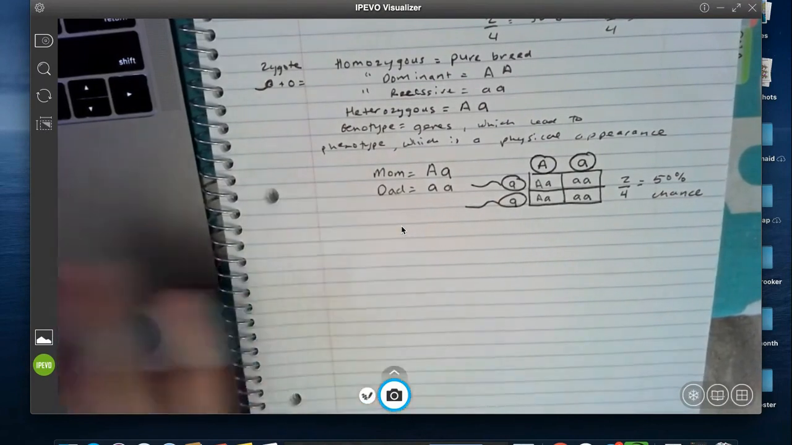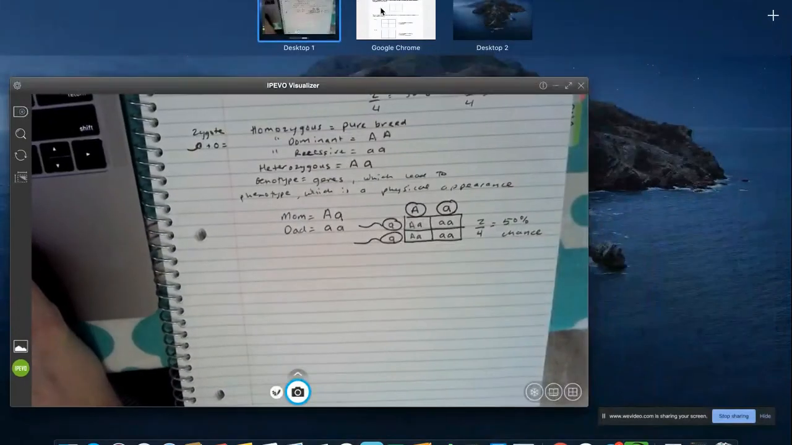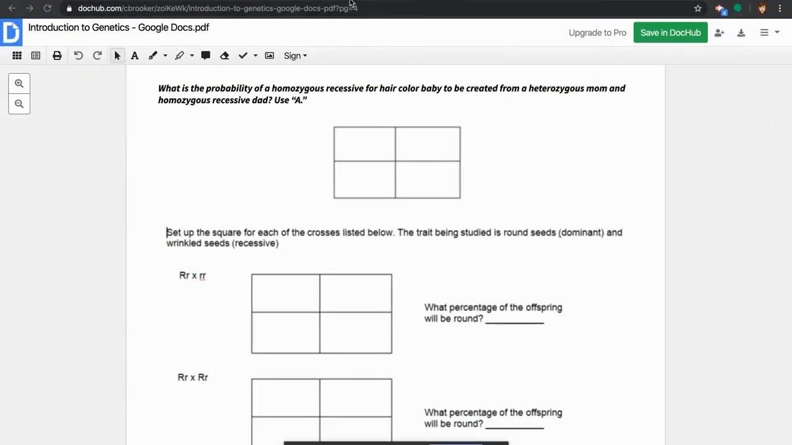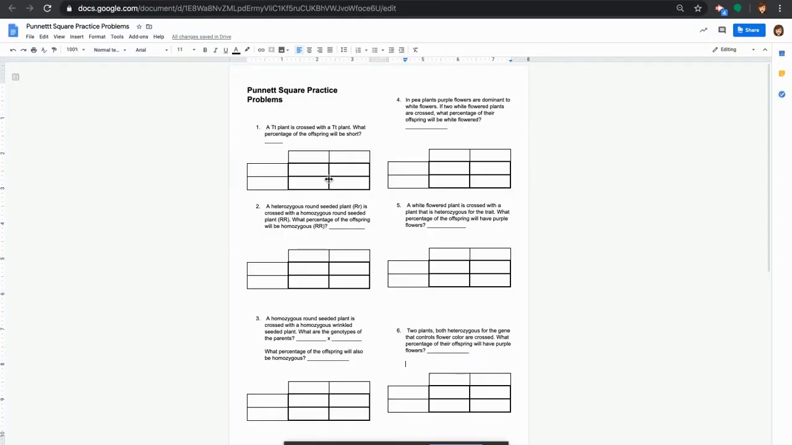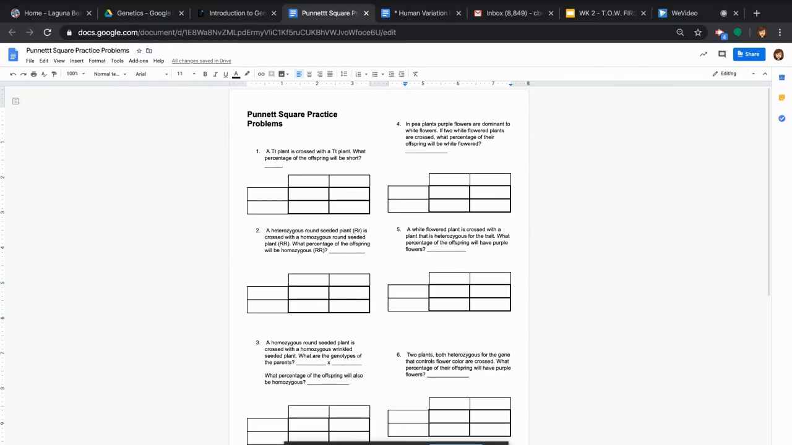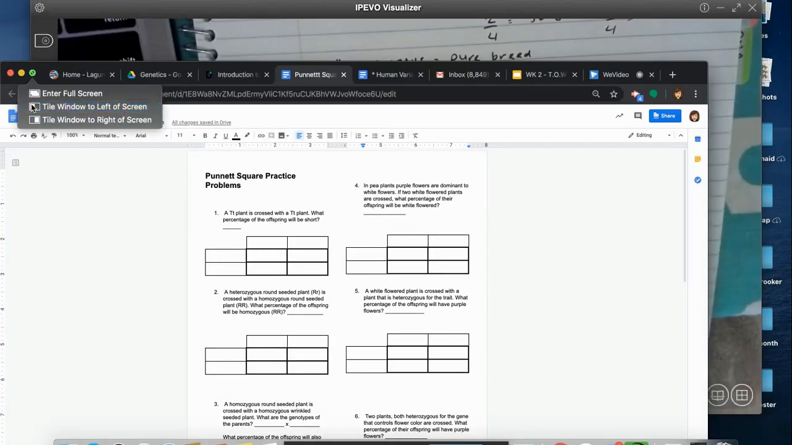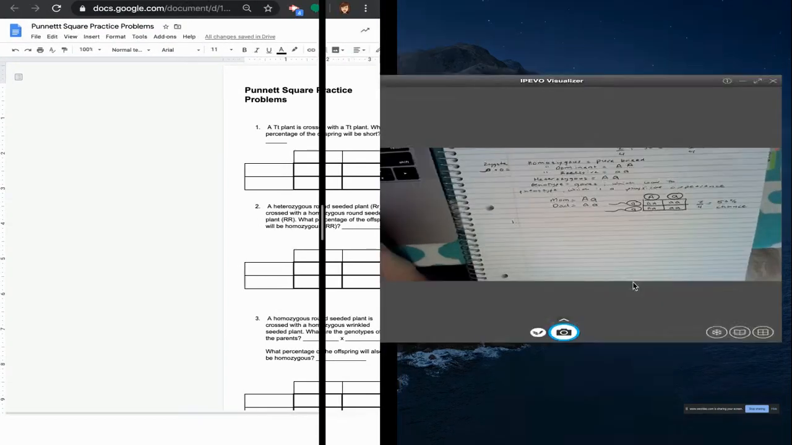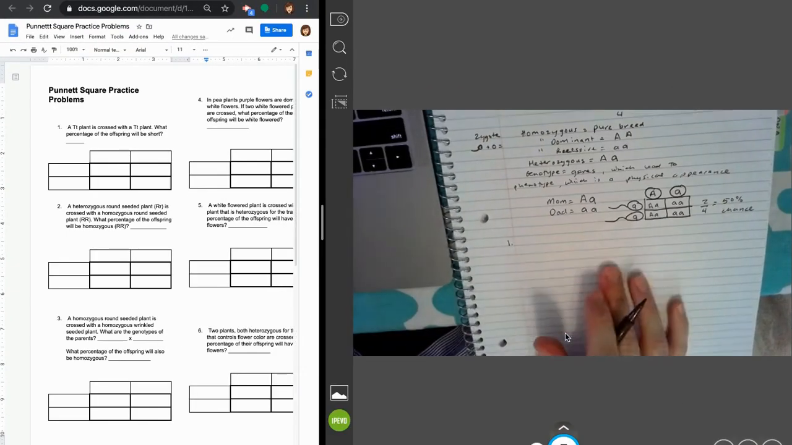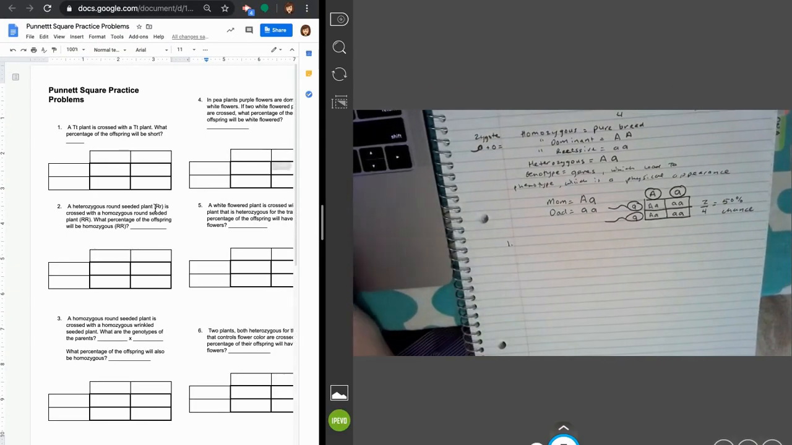So, you know what? Let's do the first one together. You can go ahead and pause it if you've got the hang of it or you're like, oh yeah, I remember this. All right, Punnett Squares practice problem, problem number 1. I'm going to split screen it. Sorry for the delay. Let's go here. All right, problem number 1 right here.